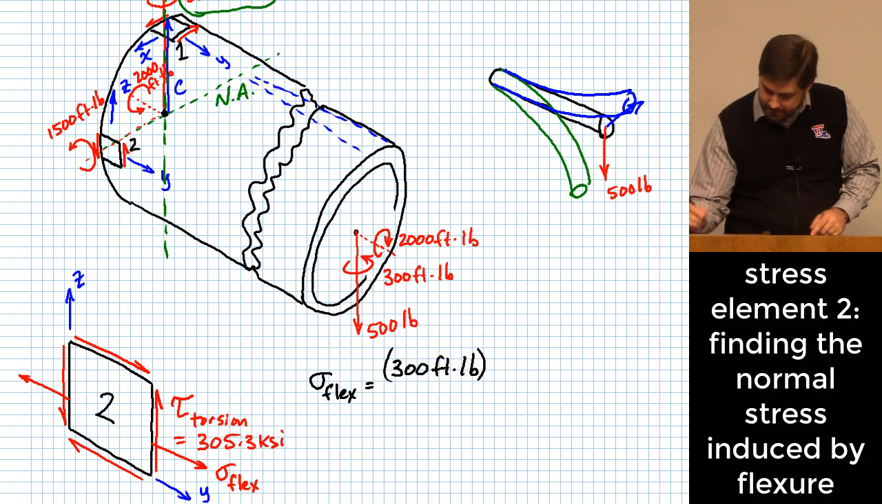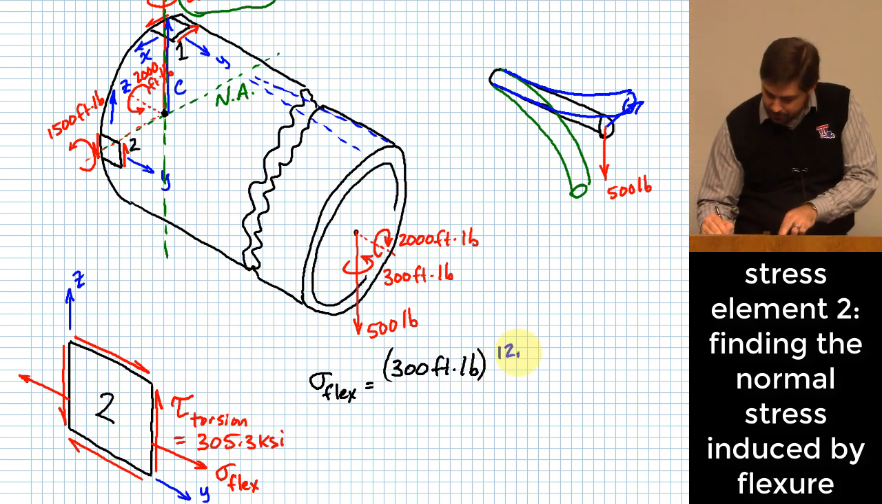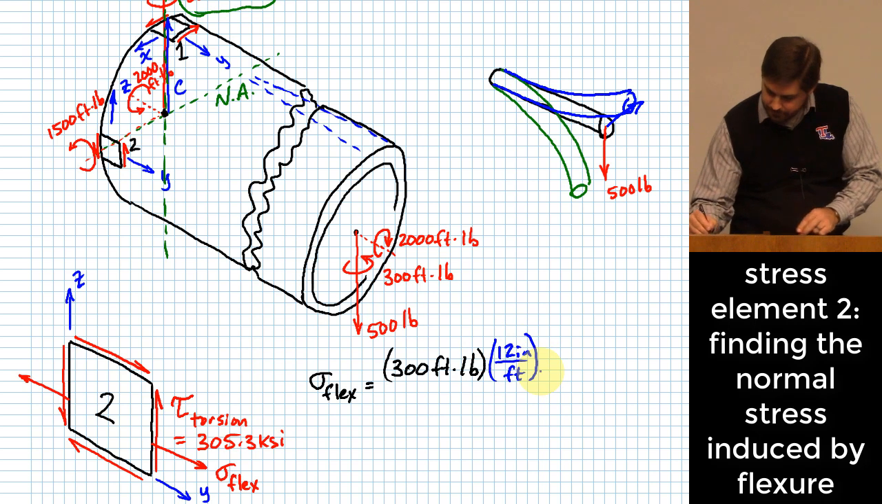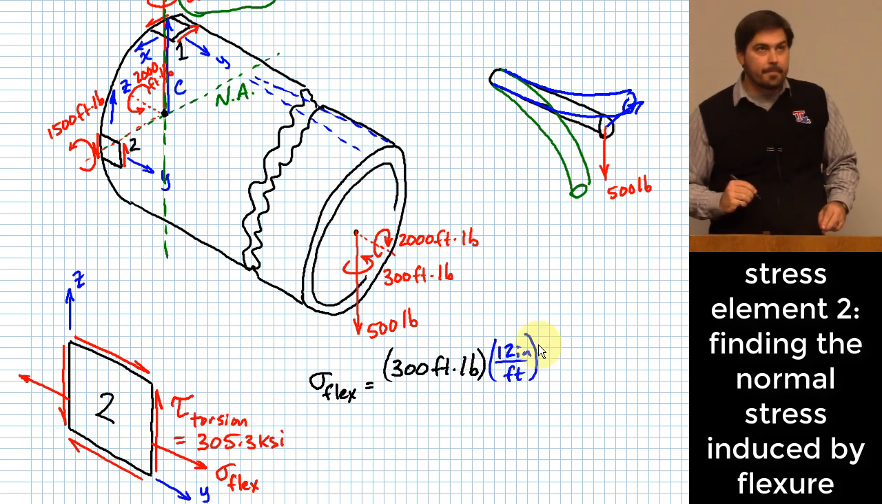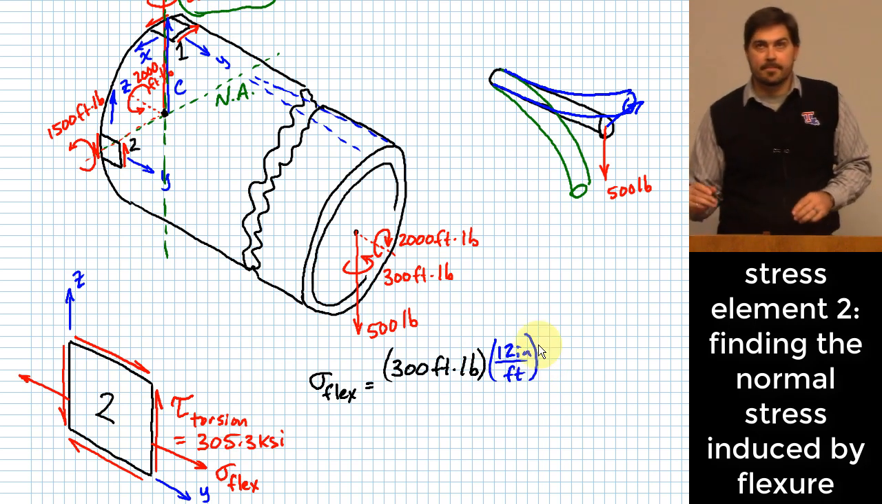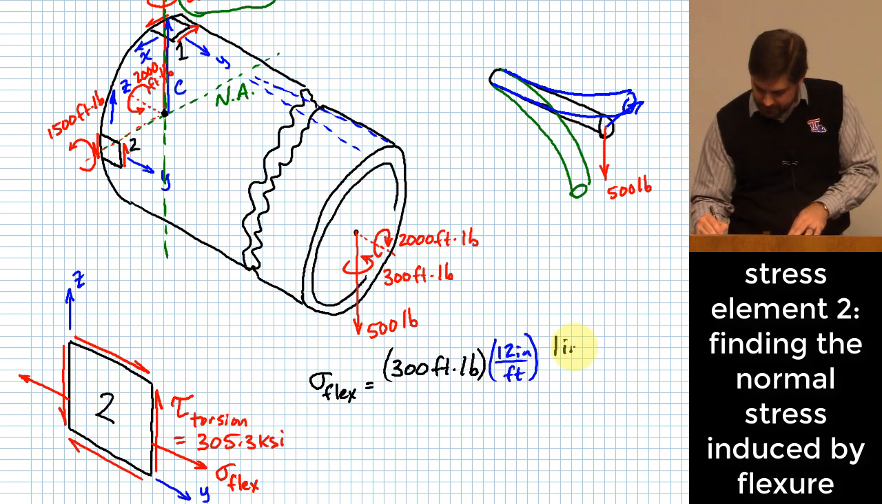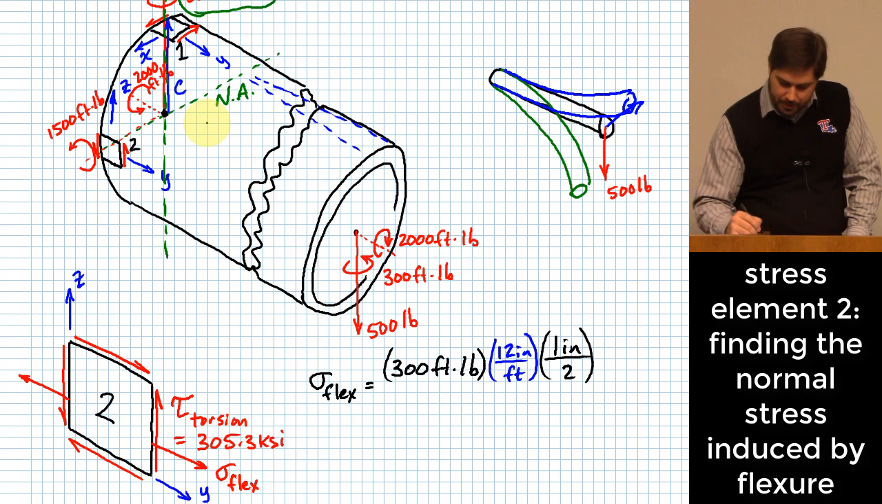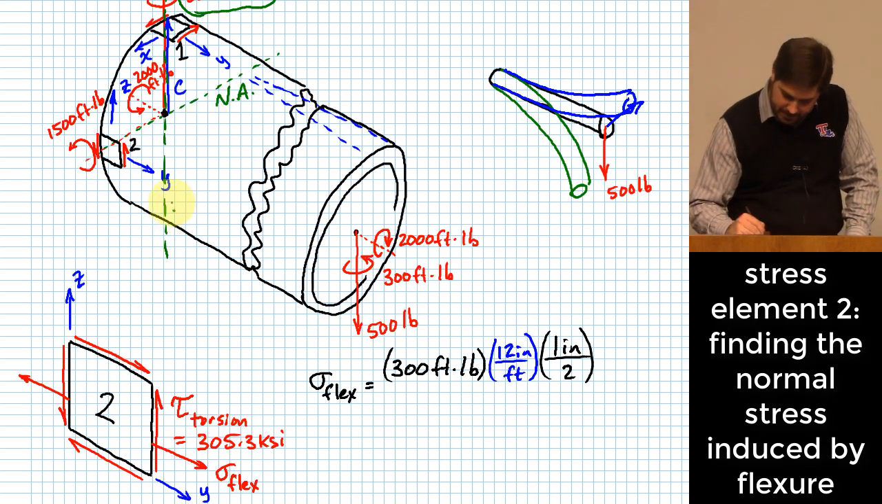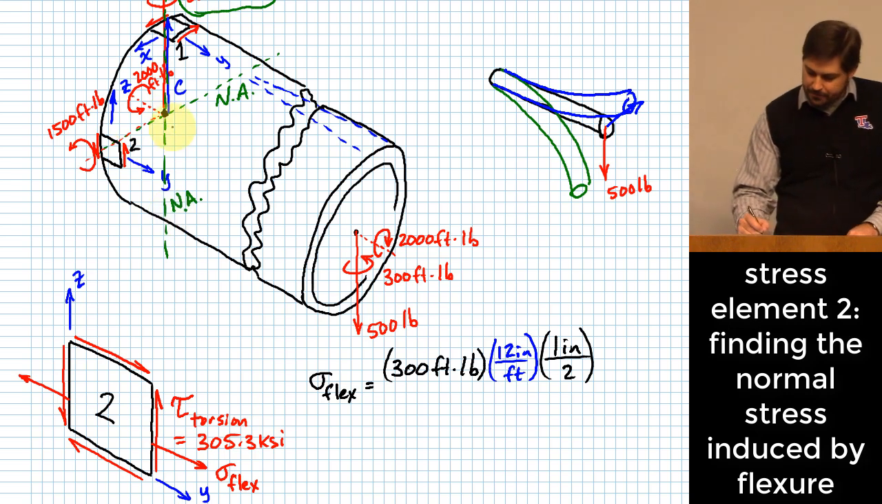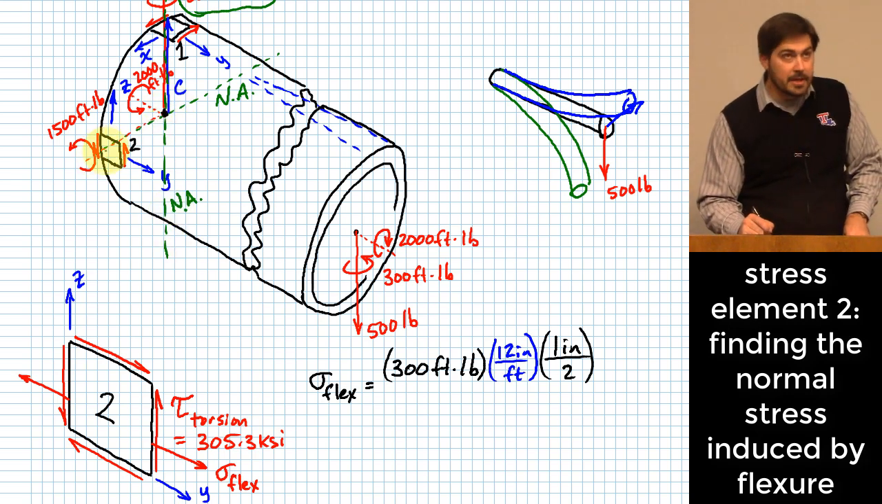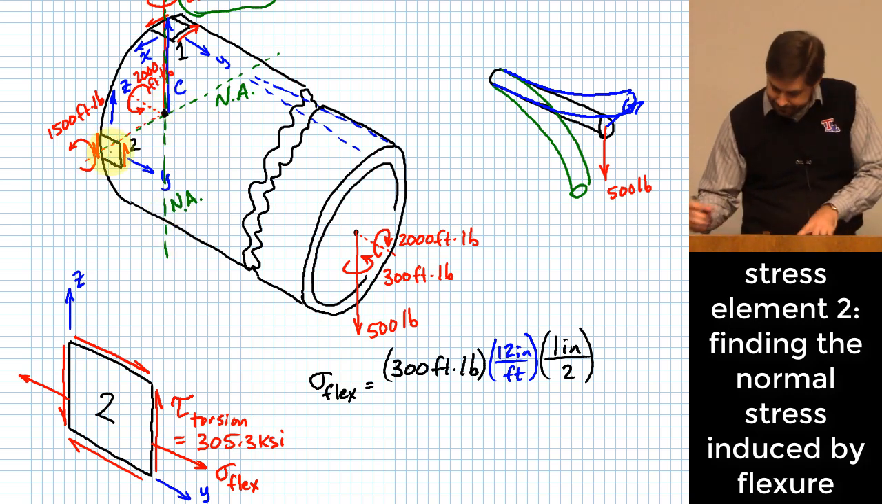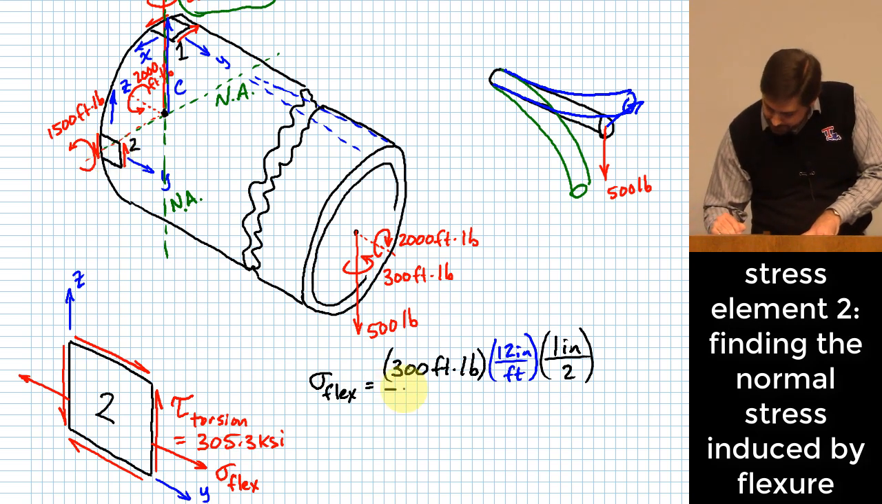Okay, again, I don't really want those feet, so I'll put in a 12-inch per foot here. Then what? Okay, 1 inch over 2 to get the radius from the neutral axis, right? That's this neutral axis I just showed right here, relative to, from that neutral axis to patch number 2. And then what do I put in the denominator?